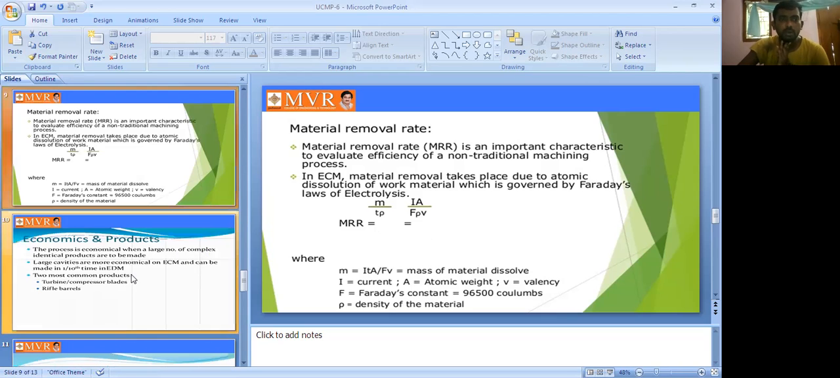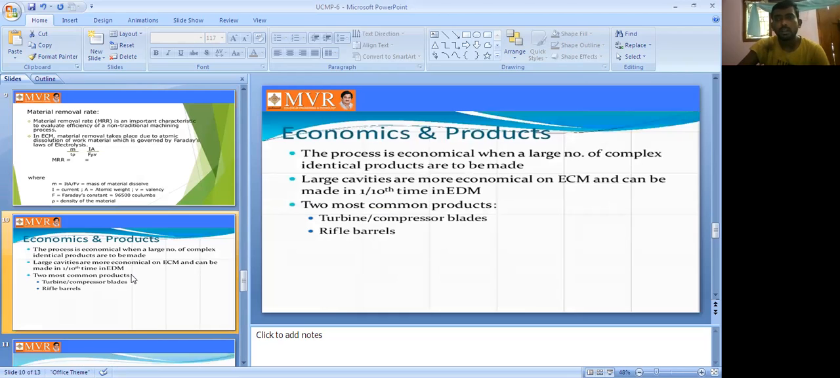Next, what is the economical consideration in ECM? The ECM process is economical when a large number of complex and identical products are to be made. It is a very important point. ECM is one of the economical processes when a large number of complex and identical products are to be made.